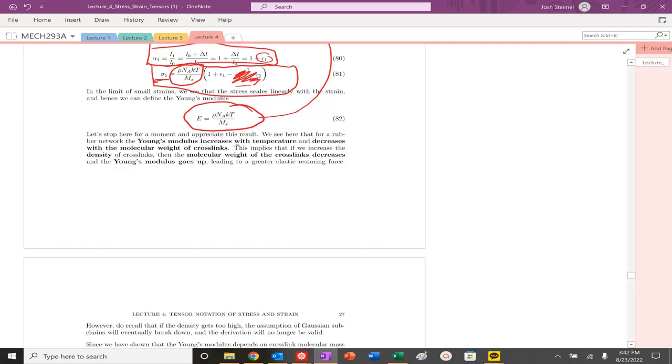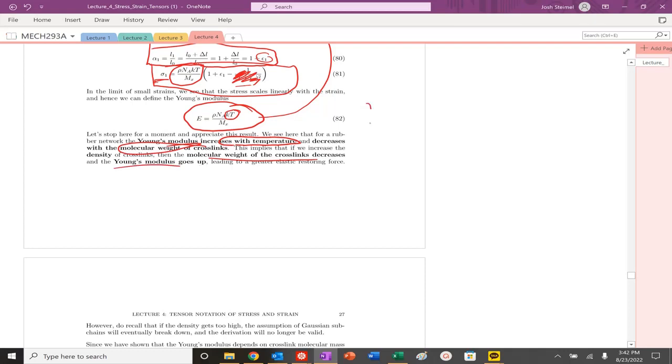The Young's modulus increases with temperature. That is an interesting finding. Why is that? Because my system is wiggly. If I have more energy in my system, it can wiggle more, and it wants to fight against that, or actually, it has a larger entropic restoring force. Similarly for molecular weight, we already touched on that.